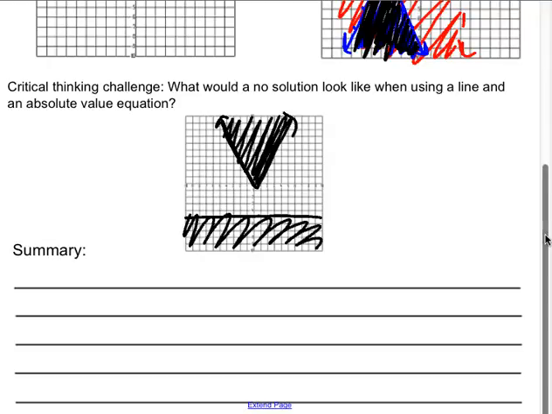And again, when there's no double shaded region, that would actually create a no solution. So it is possible to get no solution when you have these two situations. You just have to have that V pointing up and already above the line, and the line going downward. So there's no double shading.